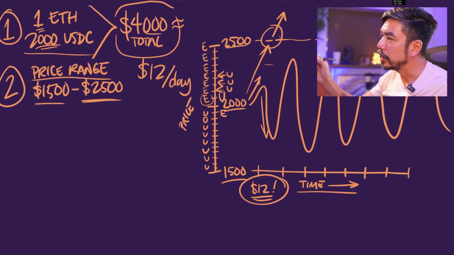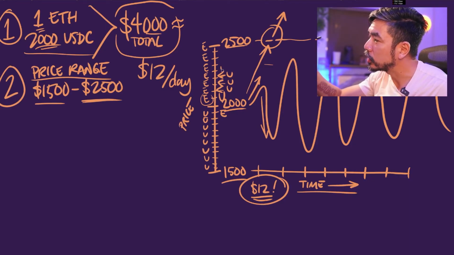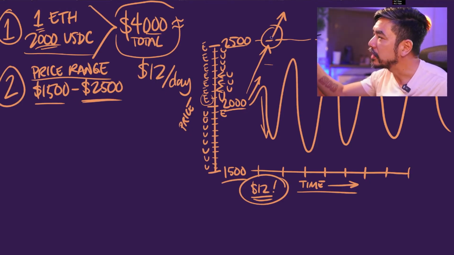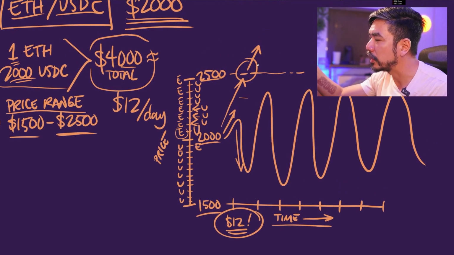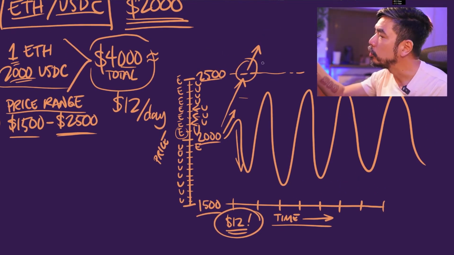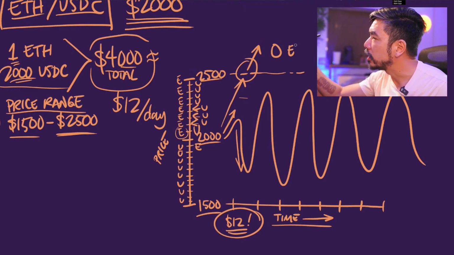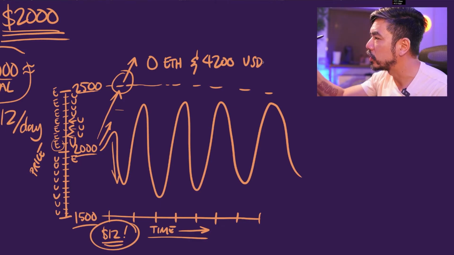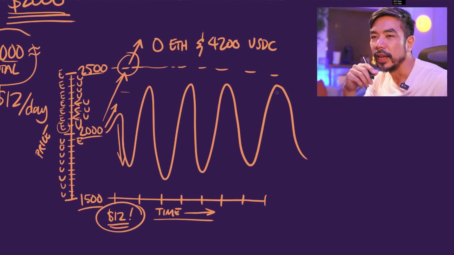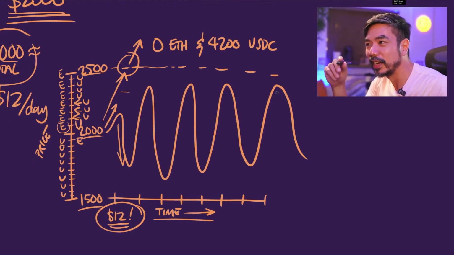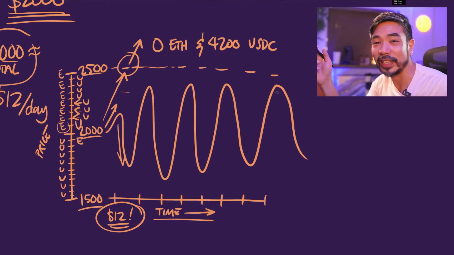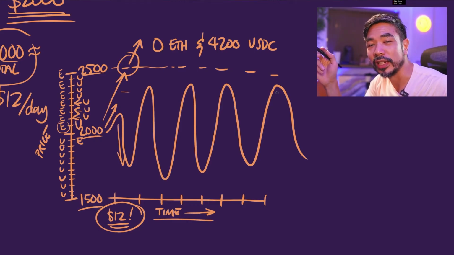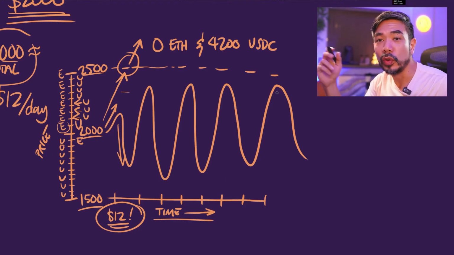However, remember that your ETH turns into USDC as the price goes up. By the time we get to this top, this $2,500 price level and beyond, we will actually have 0 Ethereum and 4,200 USDC. It means that your entire stash has converted into 4,200 USDC. You have no ETH left.